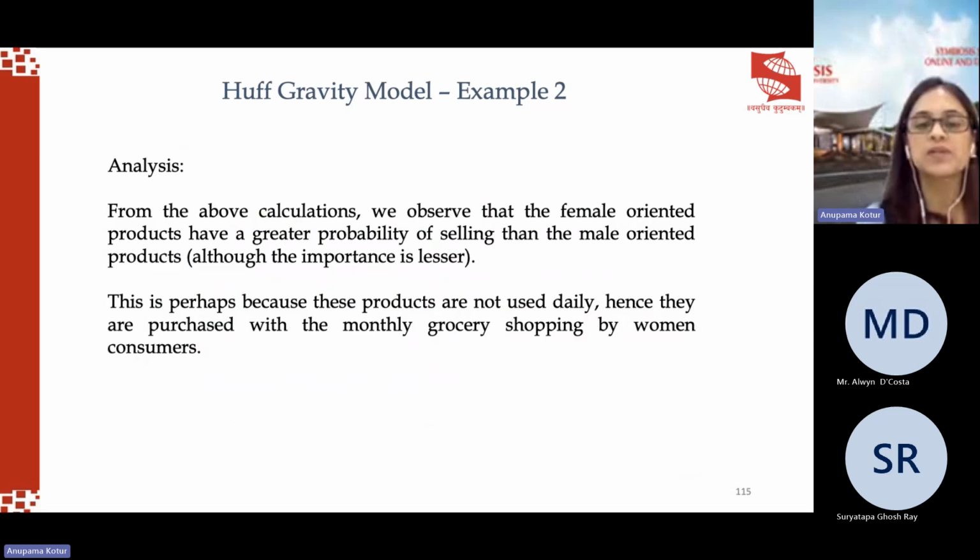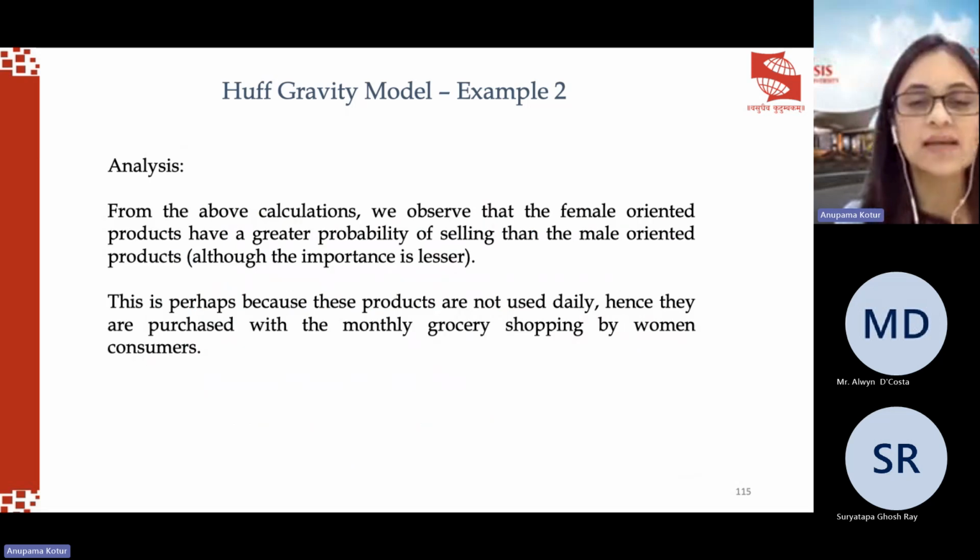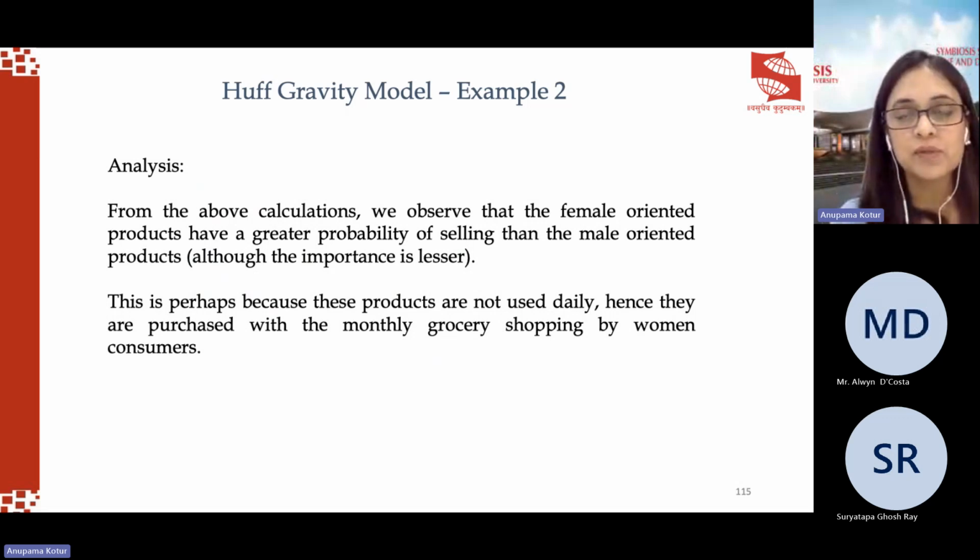What does it mean? What are we really observing here? Is that the probability percentage has increased when the lambda value changed. It's because, again, it's a very product oriented or product dependent answer. One would imagine that products like these, which are not really essential, are usually picked during the monthly grocery shopping that happens in supermarkets.